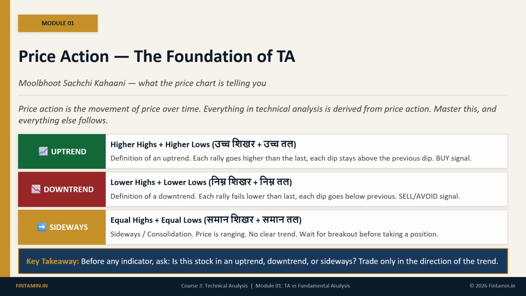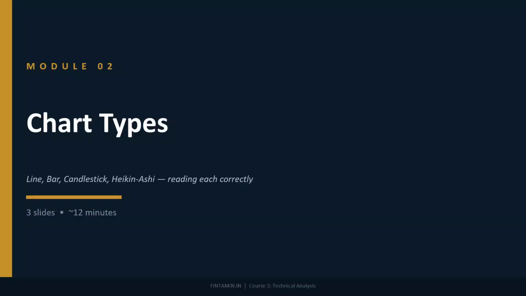Let me tell you the rule. Only buy in an uptrend. Only sell short in a downtrend. In a sideways market, wait for the breakout before committing. This single rule, followed consistently, will improve your trading results dramatically. Let us now look at the different types of charts and how to read each one in Module 2.